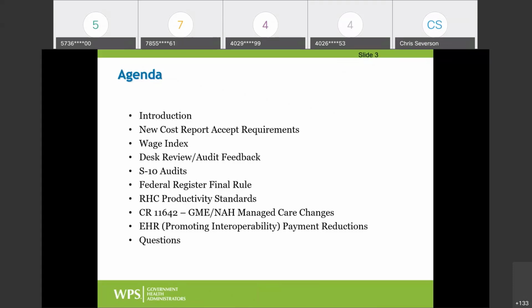And we'll spend a couple of slides on the EHR, now known as promoting interoperability, the payment reductions, just some information I wanted to put out there. And then again, there's going to be some time for questions at the end. So any questions you might have that we didn't address throughout the session, feel free to ask them at that point.